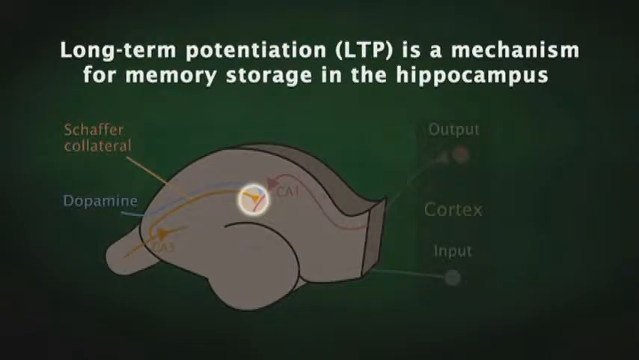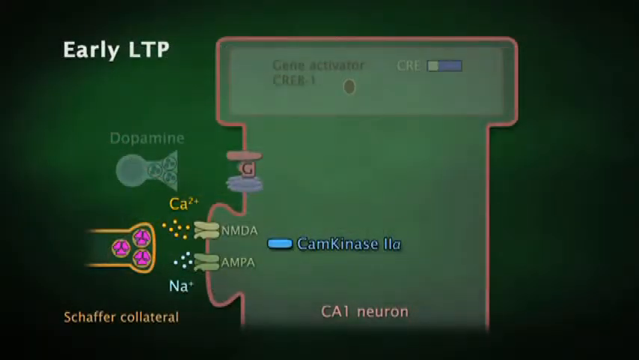Here we can focus directly on the input neurons, the Schaffer collaterals ending on the CA1 pyramidal cells. We now see on the right-hand side the postsynaptic cell. Notice we're now focusing on the postsynaptic cell. The early change for explicit memory storage is going to have a postsynaptic target rather than a presynaptic target.